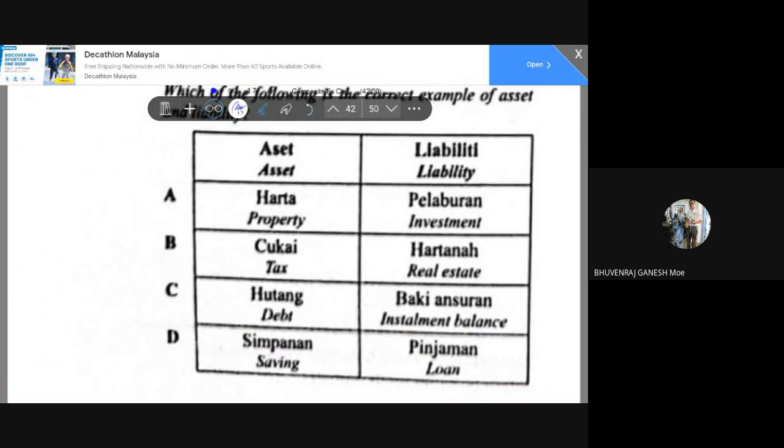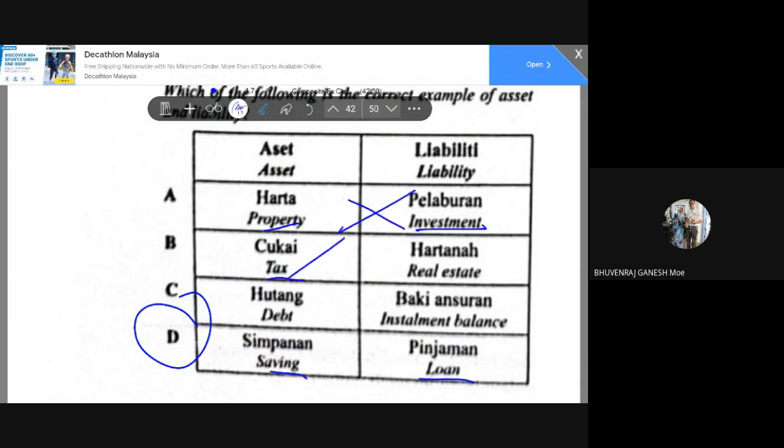Okay, Jess says D, Kuhan says D. Yeah, very good. So you understand asset and liability. Quite simple. Saving is an asset because you gain money. Loan is a liability because you need to pay to the bank. So property, asset, correct. Investment is not a liability. This is wrong.